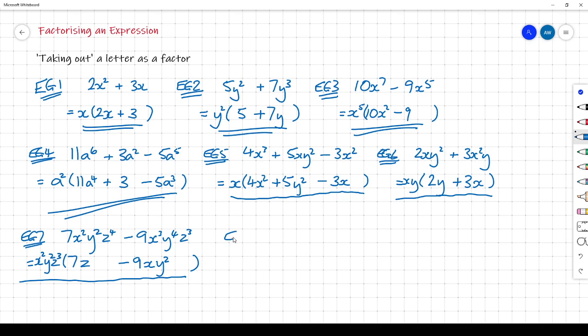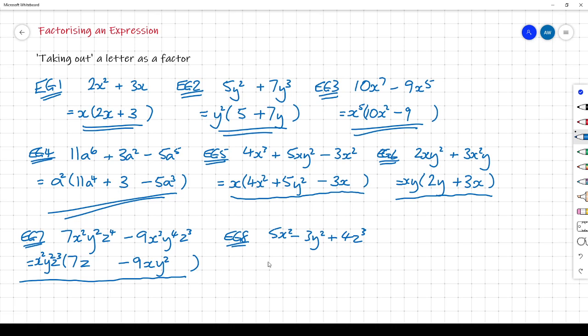And the last one, last example, example 8. Factorise 5x squared minus 3y squared plus 4z cubed. Okay, let's have a look. Well, there's no common factors that are numbers, like every other example, because this video is about taking out a letter as a factor. So then we look for common letters. Well, this term has got x's, this term has got y's, and this term has got z's. Well, there's no common letter in any of the terms.